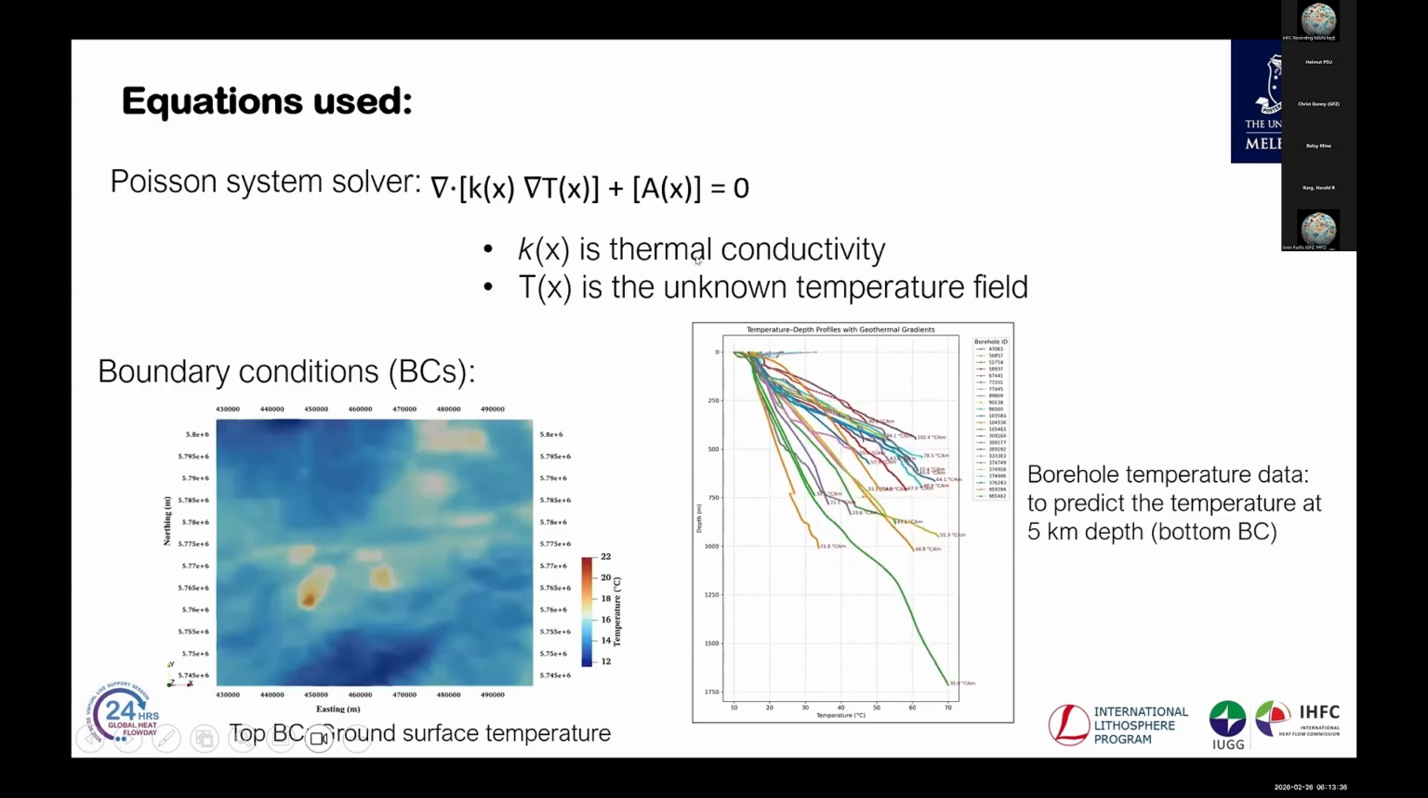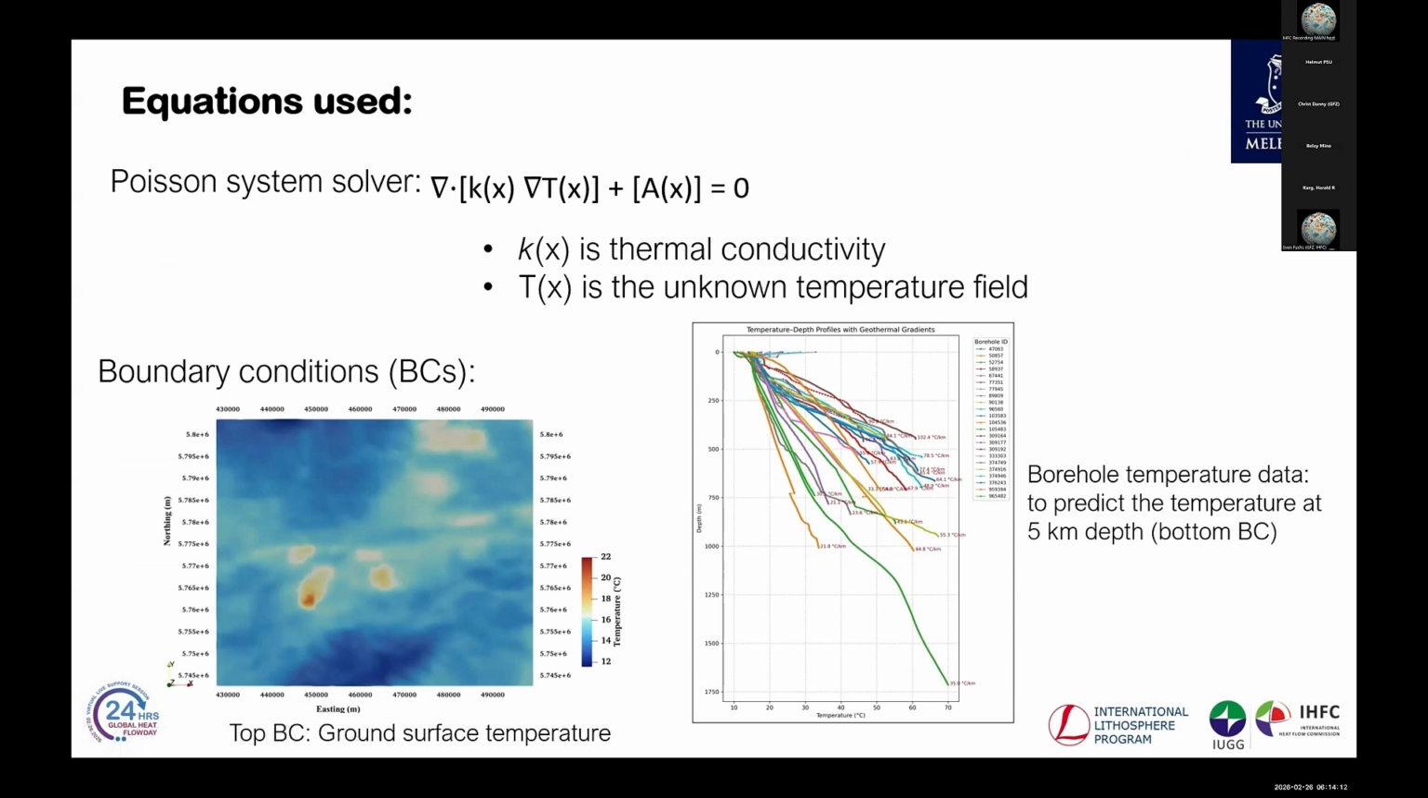The equations used by Underworld, which uses a Poisson system solver, include the divergence operator, a scalar product, and the thermal conductivity of the rock unit itself, multiplied by the temperature gradient. Plus A is the heat generation from each stratigraphic unit itself. So we solve for temperature, which is the unknown field. And of course, we are also using boundary conditions.